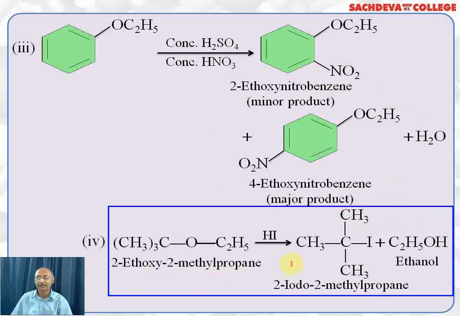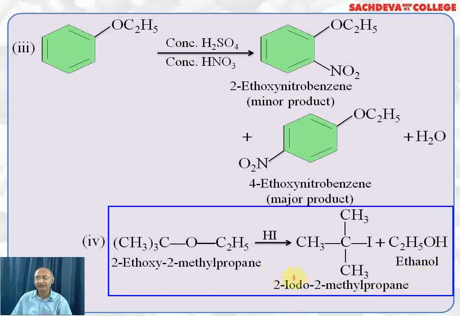2-ethoxy-2-methylpropane reacts with HI, the bond will break here, and tertiary butyl iodide plus ethyl alcohol, that is ethanol, is formed. 2-iodo-2-methylpropane will be one of the products and ethanol is another product.